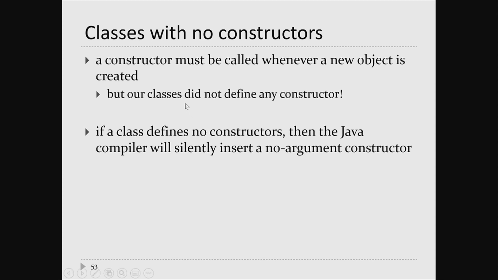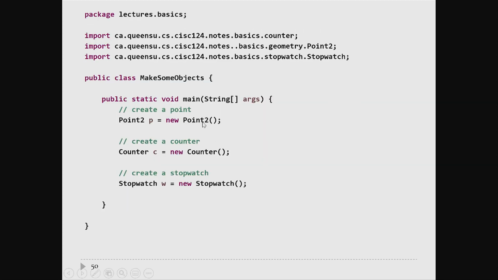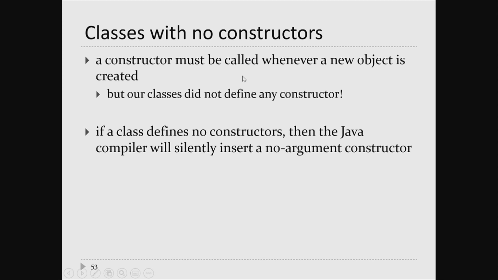Now the funny thing is, if you go back and look at the classes that we had, they don't have any constructors, but we can actually use them. So you can make a point object, you can make a counter object, and you can make a stopwatch object, even though they have no constructors defined yet. But I just told you that you have to call a constructor when you make an object. So what's happening? In Java, if a class defines no constructors on its own, then the Java compiler silently inserts a no argument constructor. So the compiler magically makes one for you if you don't have one.